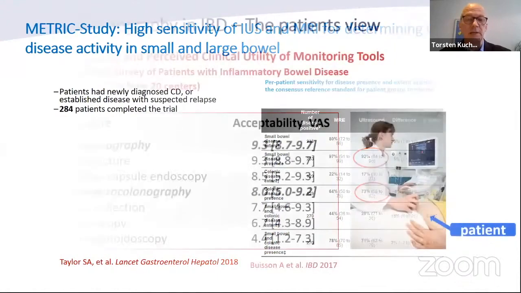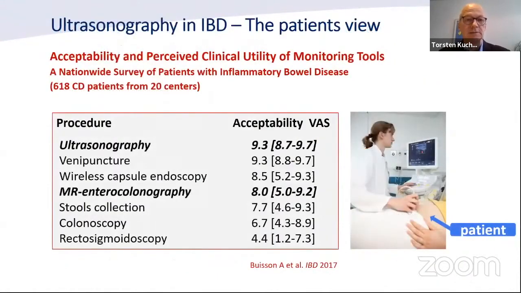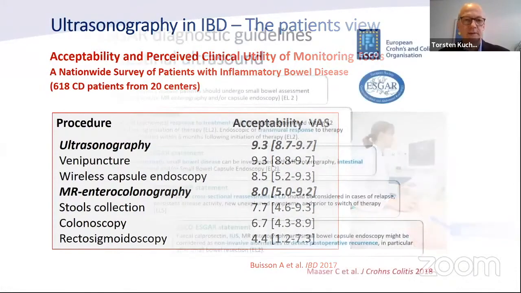And if you ask the patients, they love the methodology. This is an interesting study done in France a few years ago, looking at the acceptability of different monitoring tools. A nationwide survey was performed in more than 600 IBD patients, and at the very top of the procedures, ultrasonography was mentioned by the patients, before MRI, stool collection, colonoscopy, and rectosigmoidoscopy. You can demonstrate the pathologies to the patients right away. They can see whether a treatment is working or not, and you are in direct contact with the patient and can discuss the different findings.